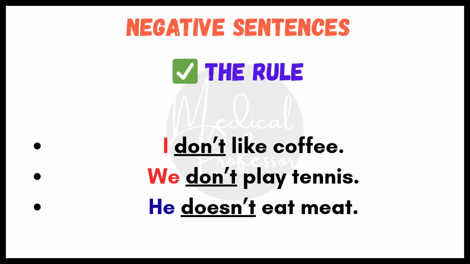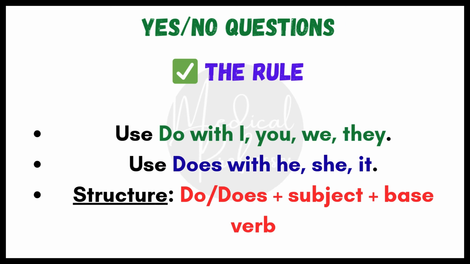He does not eat meat. Notice with he, she, it, we use does not and the verb stays in its base form. It's eat, not eats. After don't or does not, you must always use the base form of the verb, no s or es. Yes, no questions.